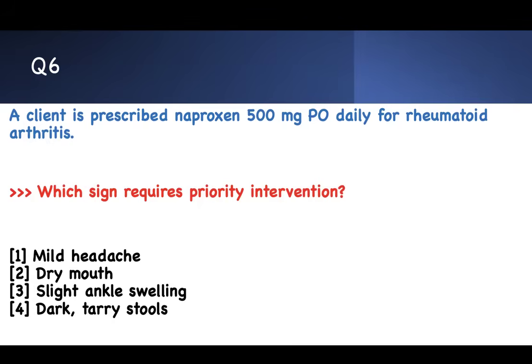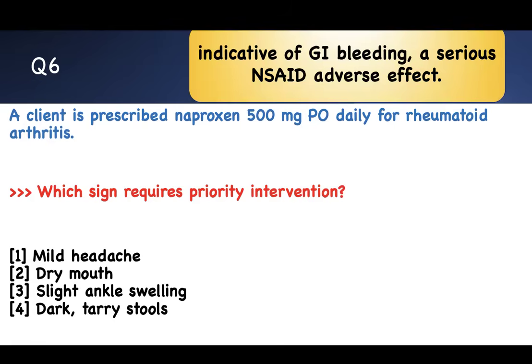We already addressed this question, and this is the same strategy I'm asking you to use on content. Headache is probably related to fluid retention, but it's a mild headache. Don't get surprised. Stick with what I've given you. Mild headache means mild. It's not hard. It's not bad. Dry mouth, good luck with that. Slight ankle swelling is fluid retention. Black tarry stool means you're bleeding, indicative of a GI bleed and a serious NSAID adverse effect. And therefore, that's the right answer.